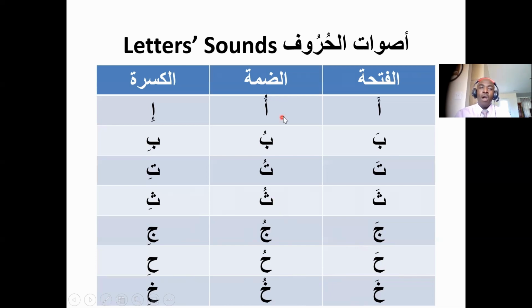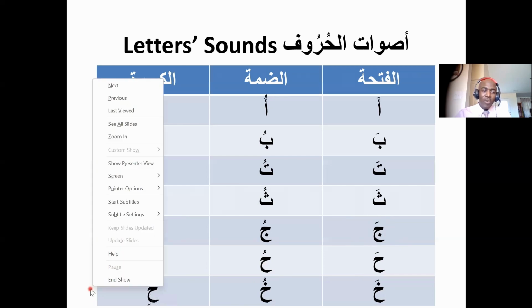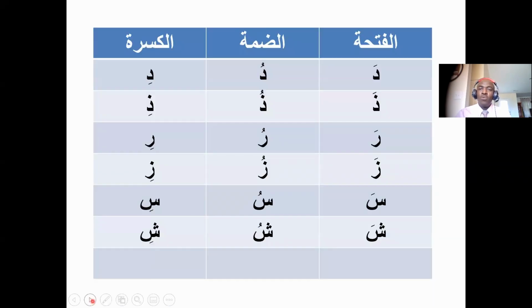Back then we had a song just to learn the Arabic letter sounds. Say a, u, i, ba, bu, bi, ta, tu, ti, tha, thu, thi, ha. Sorry, ja, ju, ji, ha, hu, hi, kha, khu, khi. It's kind of laughable, but that's how you recognize them. Okay, so let's move to the next one.